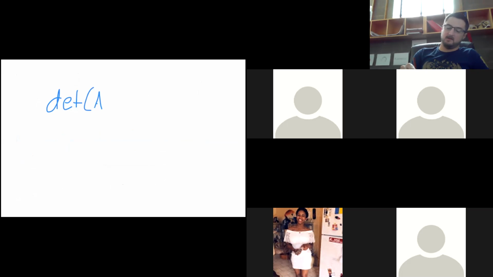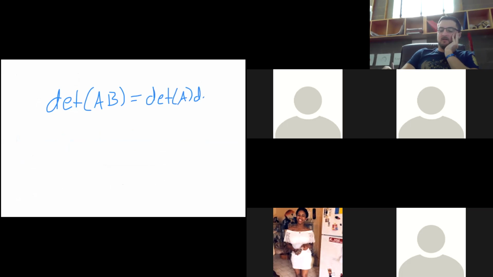This was a property that we had written before when we were doing determinants. I did use some fancy math language to describe it, but the determinant of A times B is equal to the determinant of A times the determinant of B. So this is what I was referencing, Chevy.